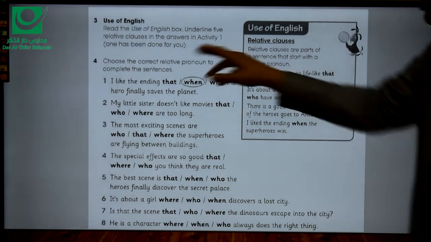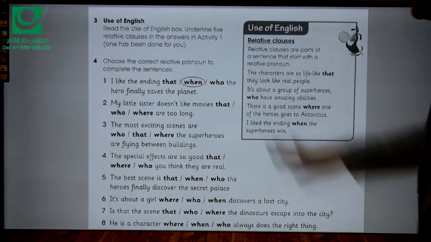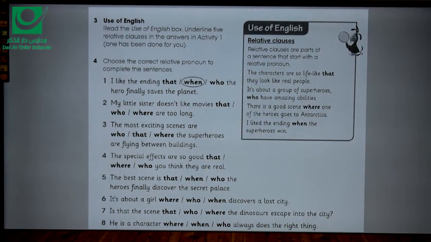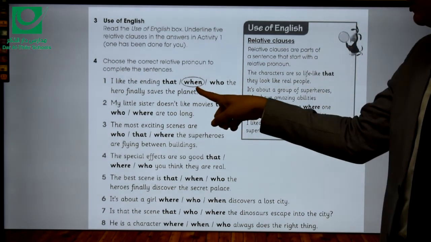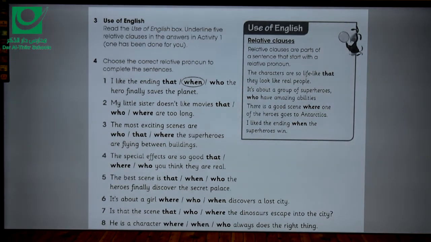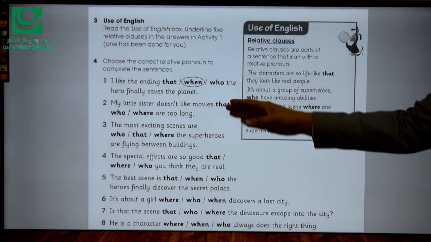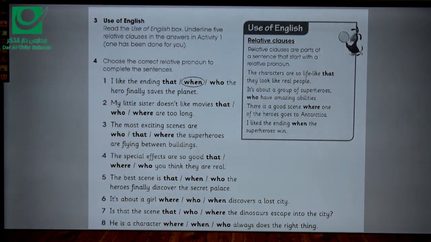Now, practice. Choose the correct relative pronoun to complete the sentences, and this is the most important part. I like the ending that or when or who the hero finally saves the planet. Of course, I'm talking about the ending, which is a part or a time in the movie, in the film. So we use when, which is related to time. Thank you. Now think about answers from number 2 to number 8, and I'll show you the answers shortly. Don't read them now. Pause the video, do it yourself, and afterwards you can check the answers here.